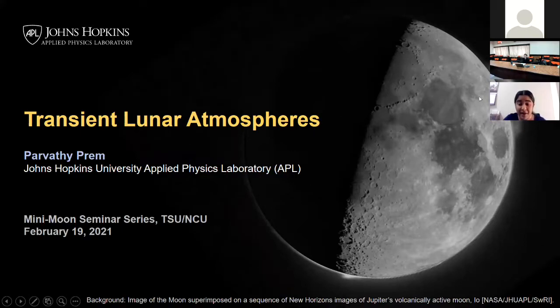In the background here is an image of our moon as it might have looked maybe 2 billion years ago, when we think the moon may once have had a volcanically generated atmosphere. This is a work of imagination. This is our moon superimposed over a brief video of images taken by the New Horizons spacecraft when it flew by another moon of the planet Jupiter, Io, which is volcanically active today, like our moon may have been 2 billion years ago when life was just taking hold on Earth.